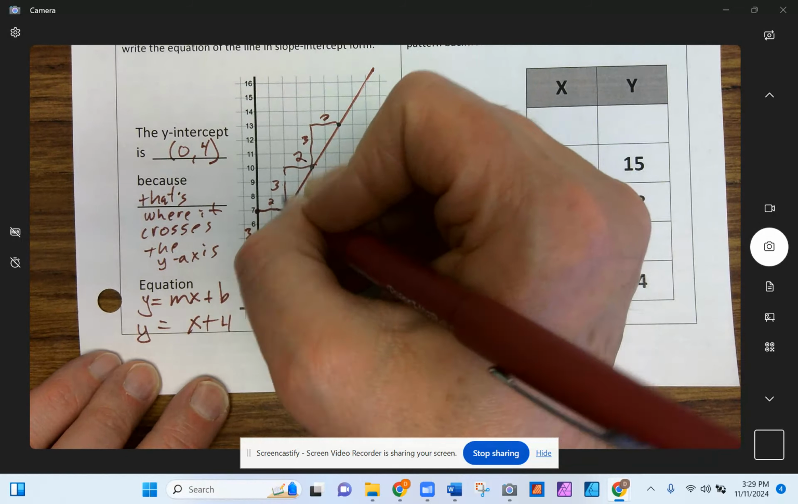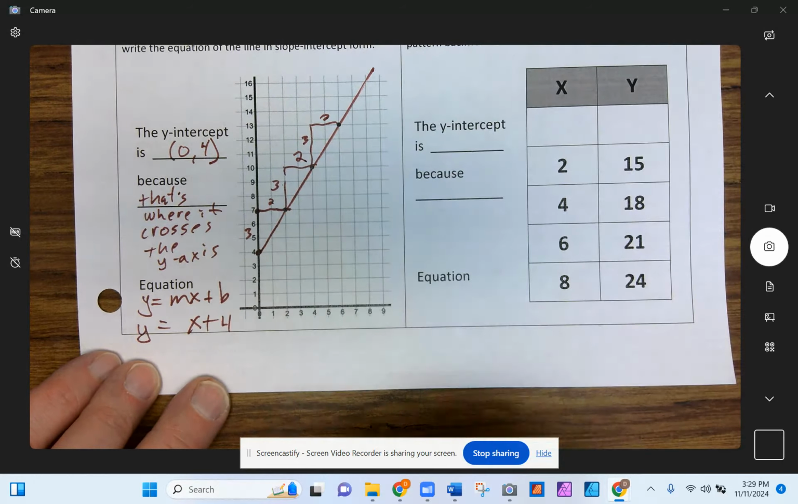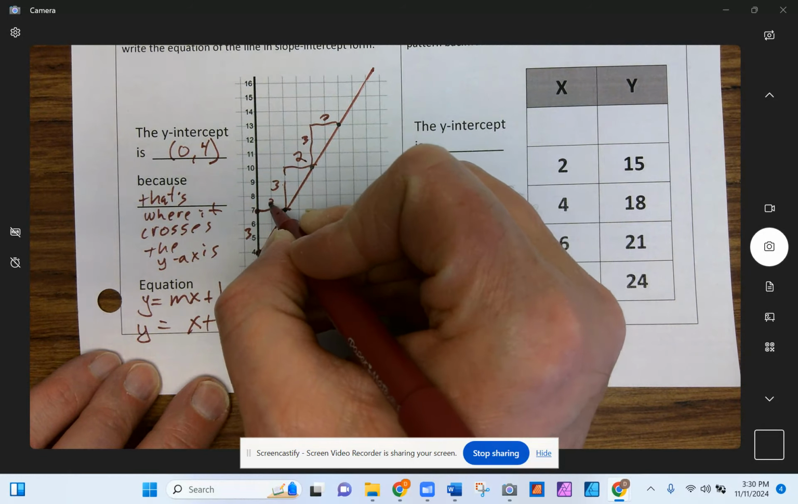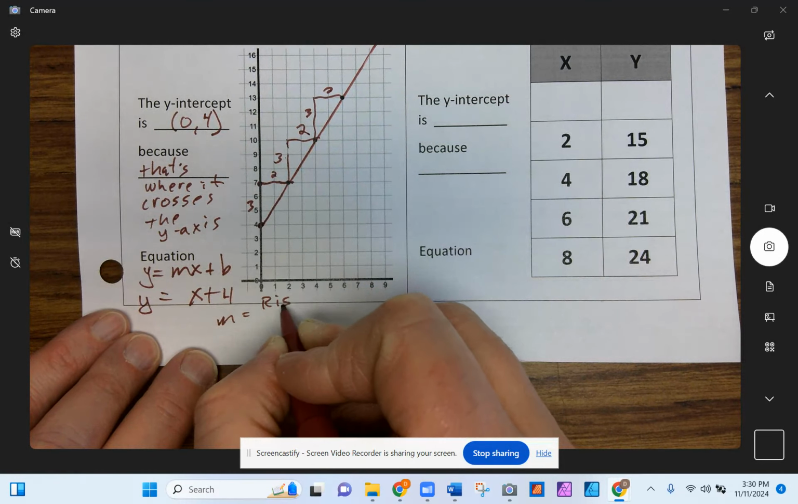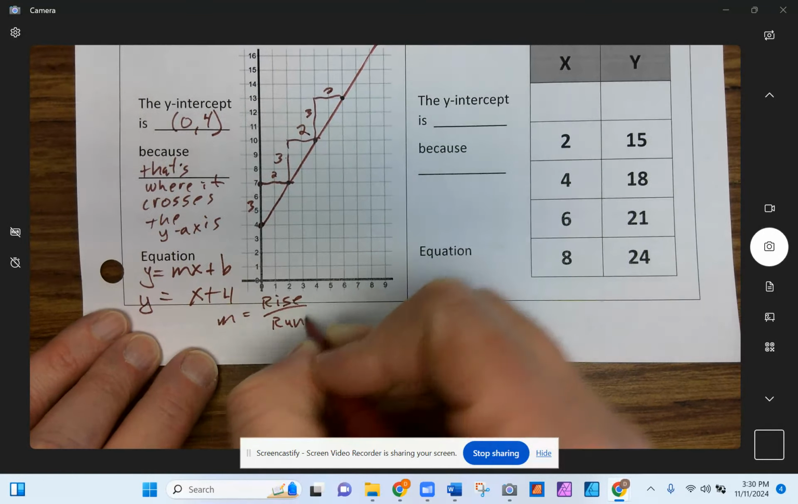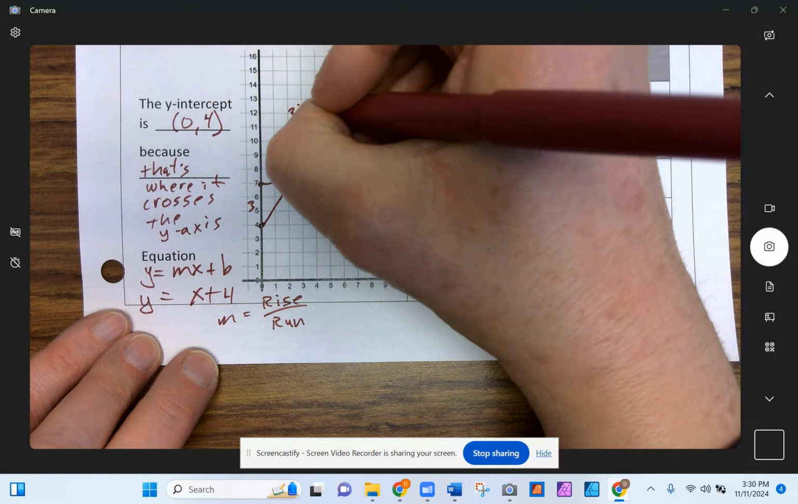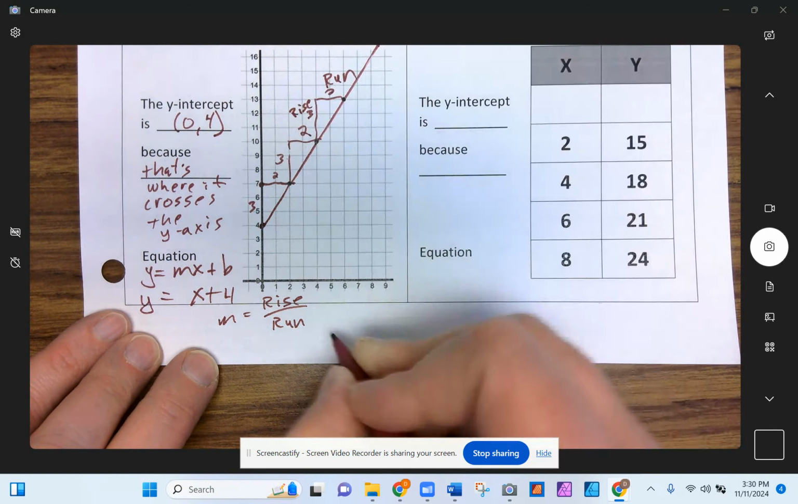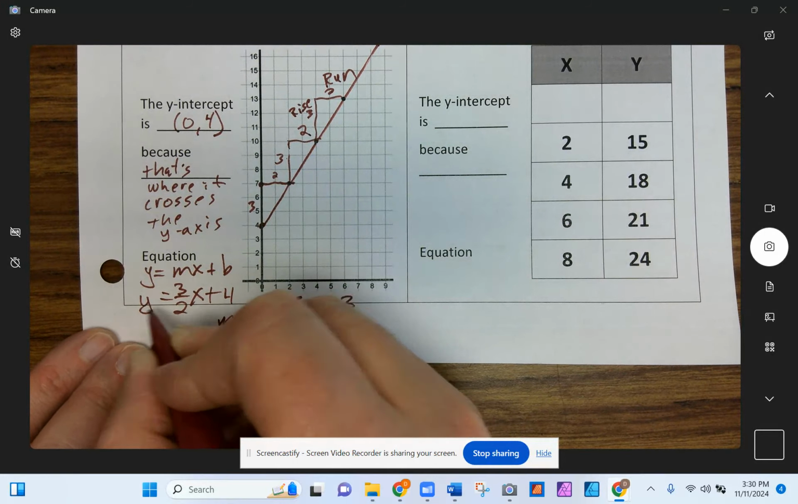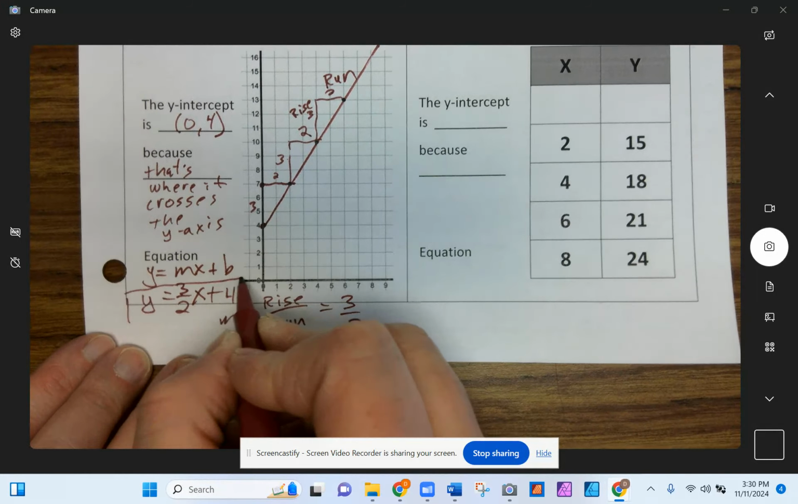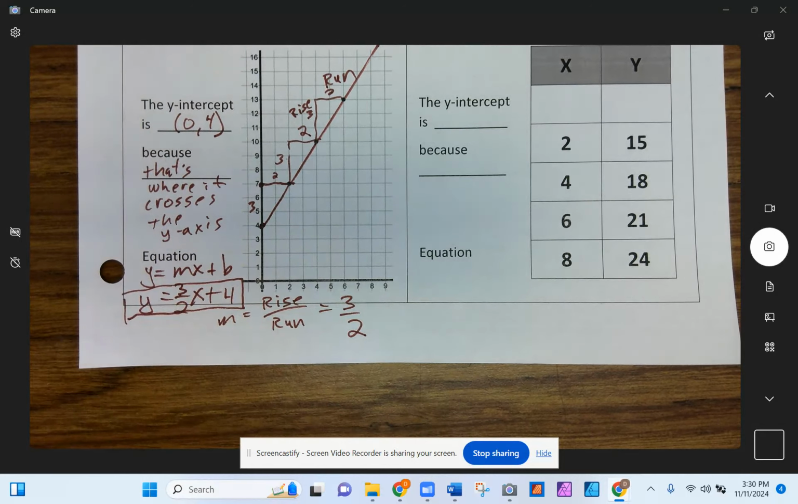We could even extend the pattern down to figure out the y-intercept without drawing the line. Again, it's going to be rise over run. Let me write that down here. M is rise over run. I'll write it on the graph here. Rise for the 3, run for the 2. So our slope is 3/2. And when we write it into our equation, that's what we get right there.